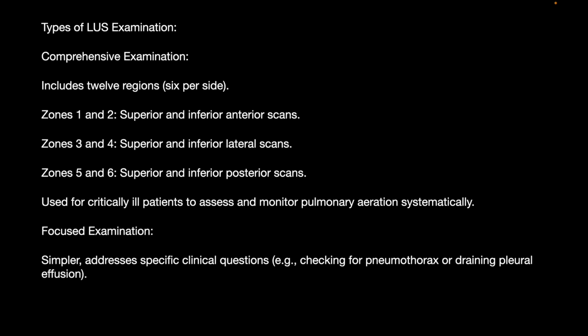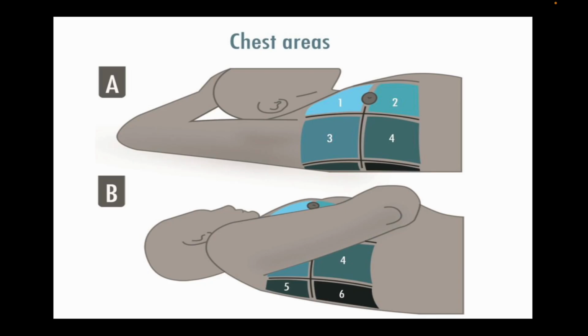Now next is the focused examination. This is mostly for when the patient is coming into the ICU or the emergency, where you have a very specific question in mind, that is you are looking for a pneumothorax, or say you are trying to find out whether I need to drain this pleural effusion or not. Then you specifically go to that area where you are thinking there could be a pathology. Now the probe choice and the area will depend on exactly what your question is.